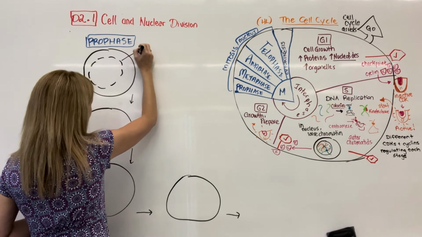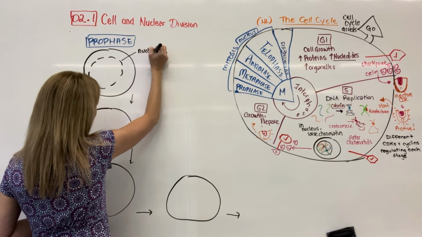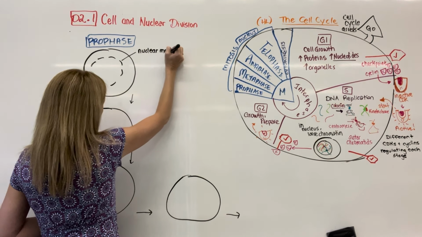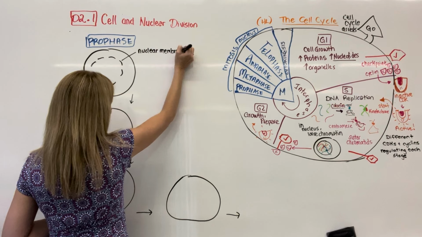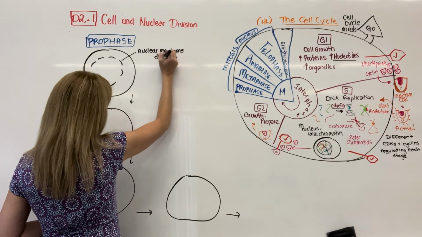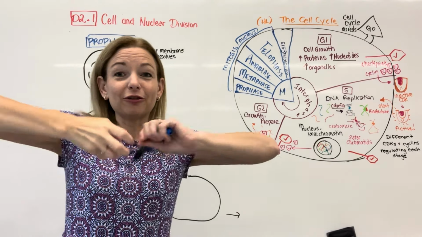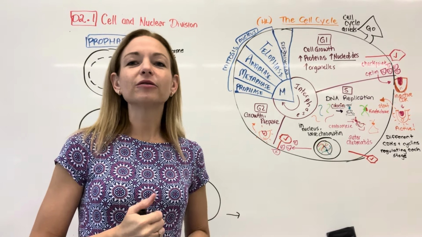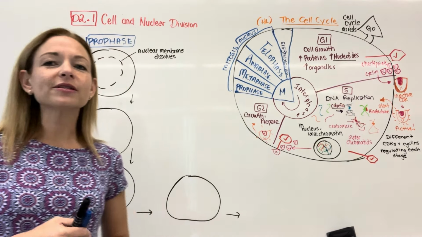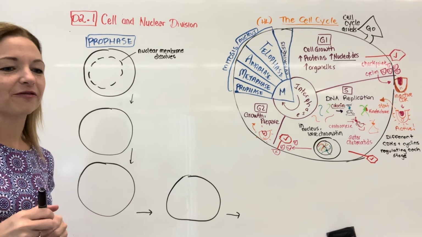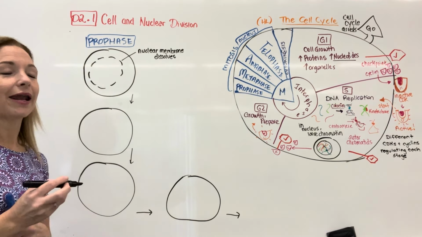So we're going to label that nuclear membrane dissolves. And there was more information about how that happens in A2, I believe, that it basically wraps up into little vesicles and goes off in little vesicle time and then returns in the same little vesicles. So just a little bit of information if you were wanting to know how that happens.